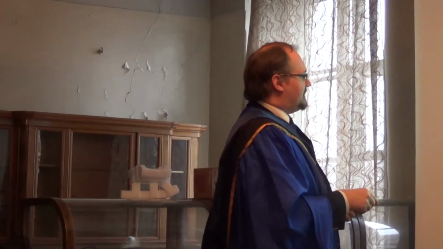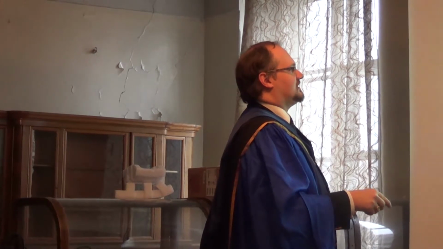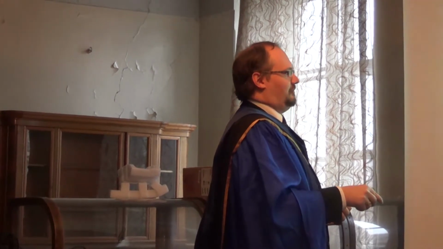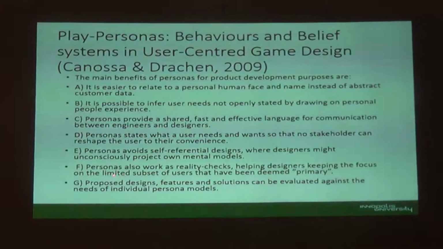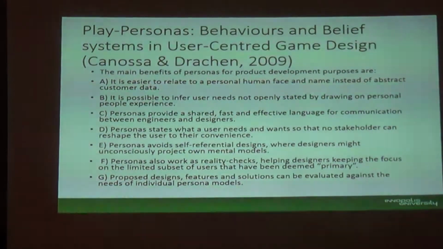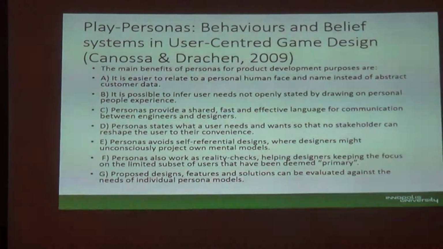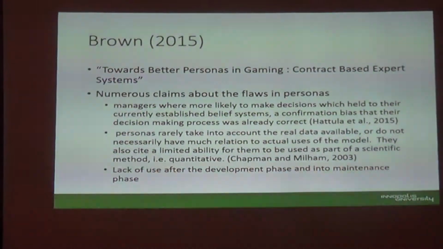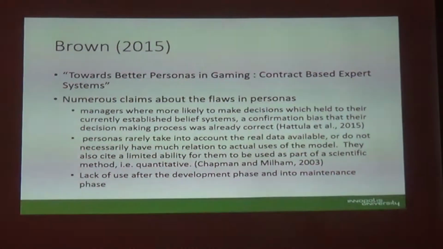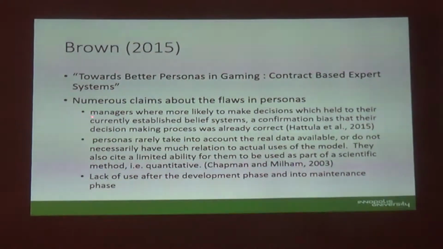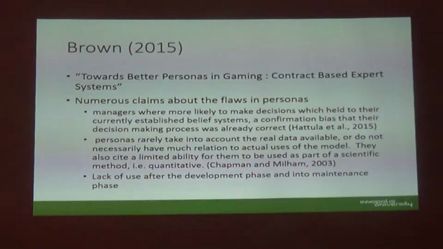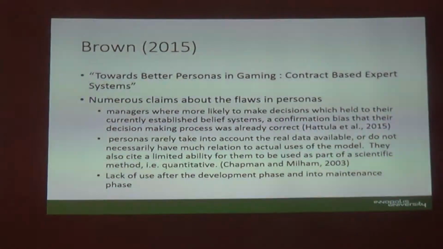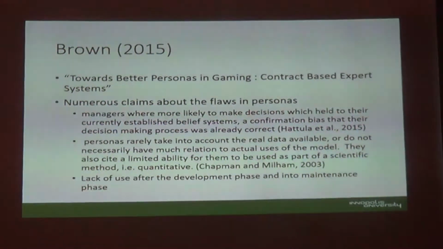Part of it, they say, is that personas avoid self-referential designs where designers may unconsciously project their own mental models, working as reality checks, helping designers keep the focus on a limited subset of users that have been deemed to be primary. The biggest issue with this is there are a lot of studies that say no, that's not the case. When we did empirical studies with managers, and asked them to take a look at this business decision and think about Susie, they would try to frame whatever their own decisions were in Susie's mind. So they had a confirmation bias.